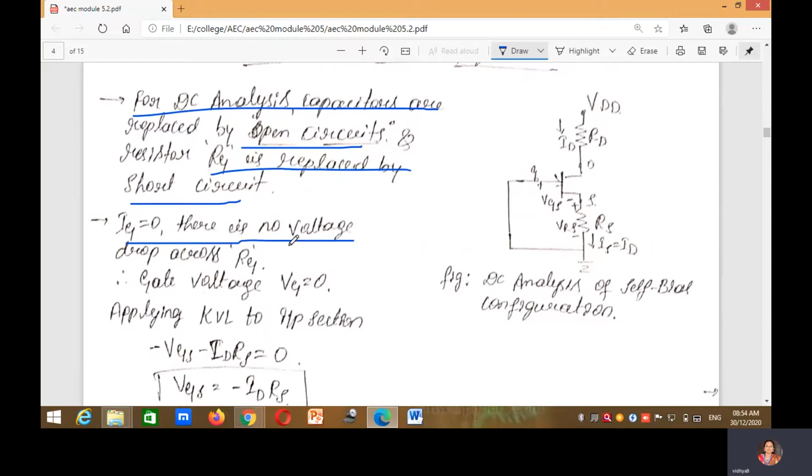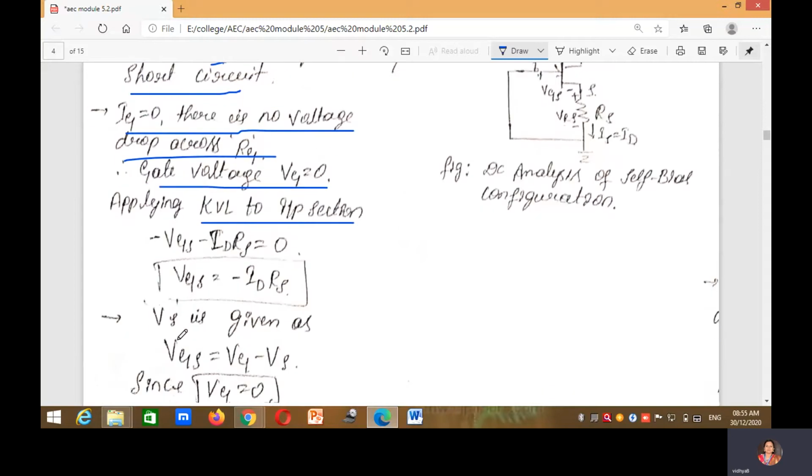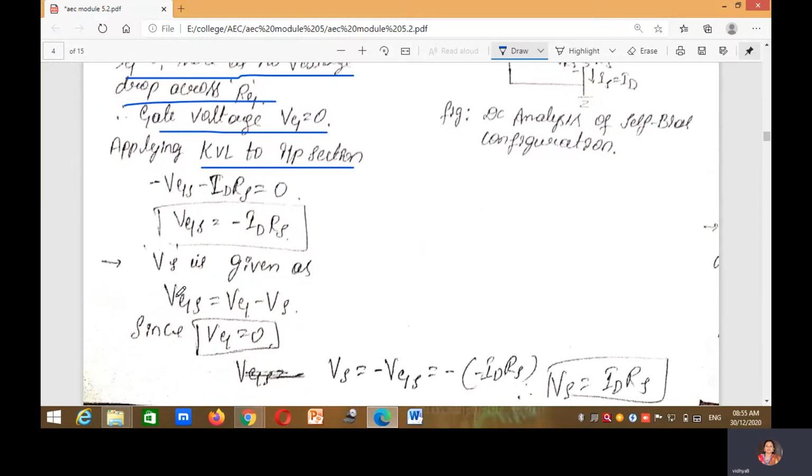by a short circuit in this case. Ig is equal to 0. There is no voltage drop across Rg, so gate voltage, that is Vg, is equal to 0. Applying KVL to the input section, that is minus VGS minus ID into RS is equal to 0. If you consider VG also, that will be 0, so no need of considering that. So minus VGS minus ID into RS is equal to 0, so VGS is equal to minus ID into RS.